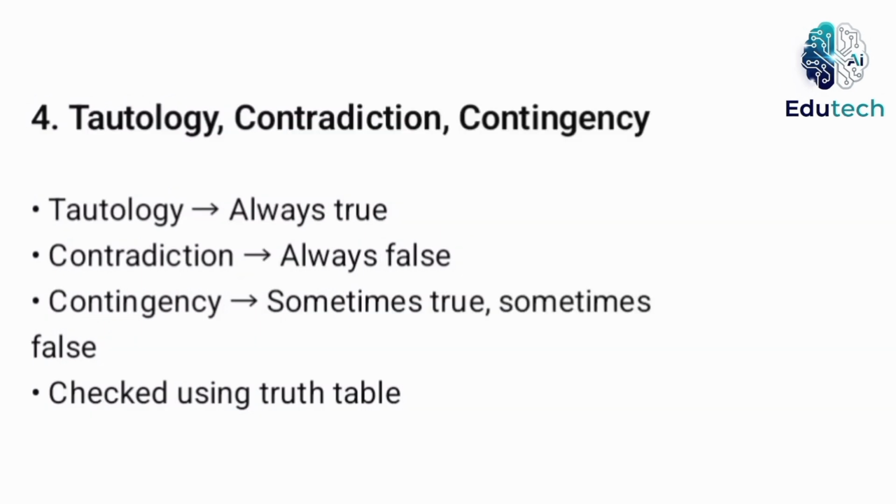Explain tautology, contradiction, and contingency. A tautology is a compound proposition that is always true for all truth values of its components. A contradiction is always false regardless of truth values. A contingency is a proposition that is sometimes true and sometimes false, depending on the truth values of its components.